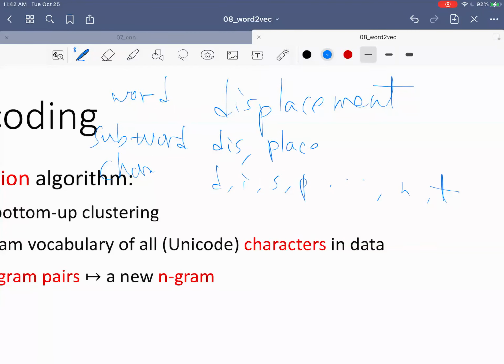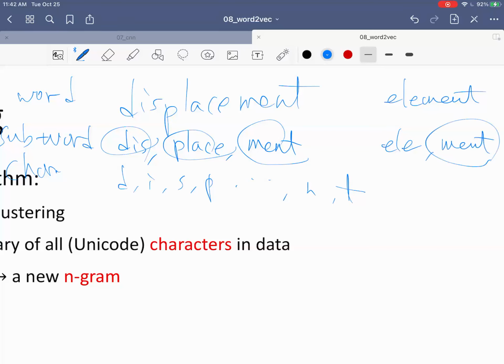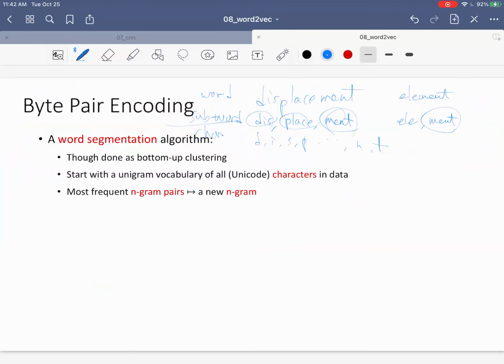place, ment, right? If you have subword units like this, then you can reuse these components for other words as well. For example, if you have a word like element, you can break this down into ele and ment. So you can use the same ment here and here as well. If you can break down your words, your vocab, your text into meaningful, smaller subword units, then it'll be very, very informative. So you want this kind of thing to happen.